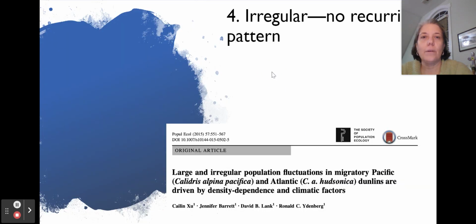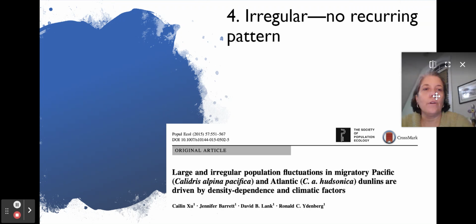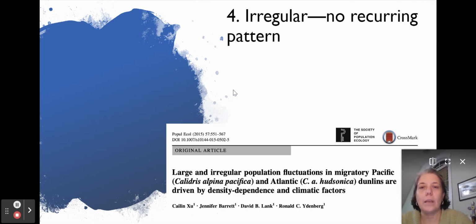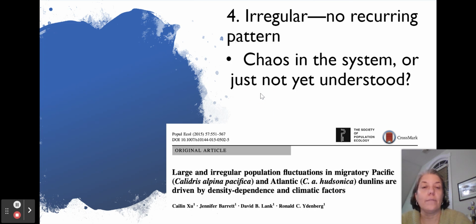Okay, the last type here is called irregular, no real recurring pattern happening here. This is just an article that tells you that large irregular population fluctuations in migratory and Atlantic dunlins, that's a shorebird, are driven by density dependence and climatic factors. So this is kind of a chaos system. We just don't really understand what's going on here. Irregular population cycle.